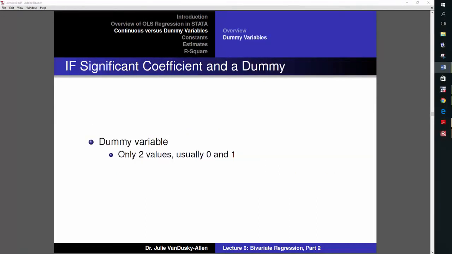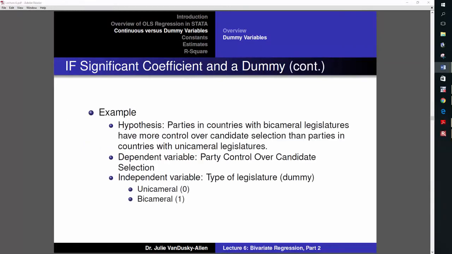Now, the previous slides apply to continuous variables. You have to interpret dummy variables a bit differently. Recall that dummy variables only take on 2 values, usually 0 and 1. In order to demonstrate how to interpret dummy variables, I will run a regression on the following hypothesis. Parties in countries with bicameral legislatures have more control over candidate selection than parties in countries with unicameral legislatures. In this hypothesis, party control over candidate selection is the dependent variable, and type of legislature, unicameral 0 versus bicameral 1, is the independent variable. Note that type of legislature is a dummy variable as it only has 2 categories.